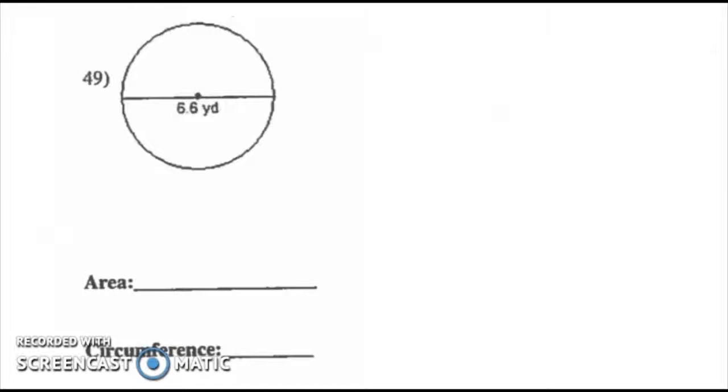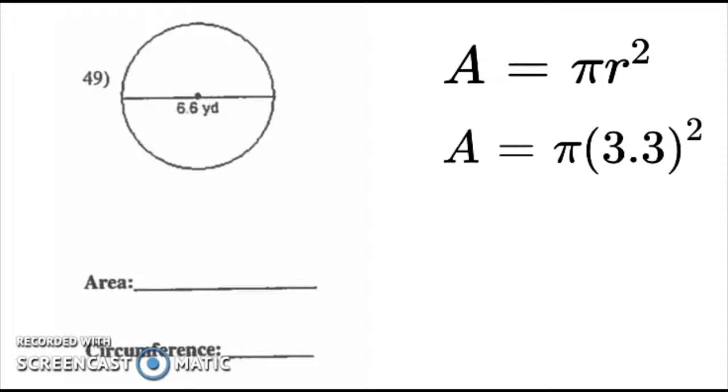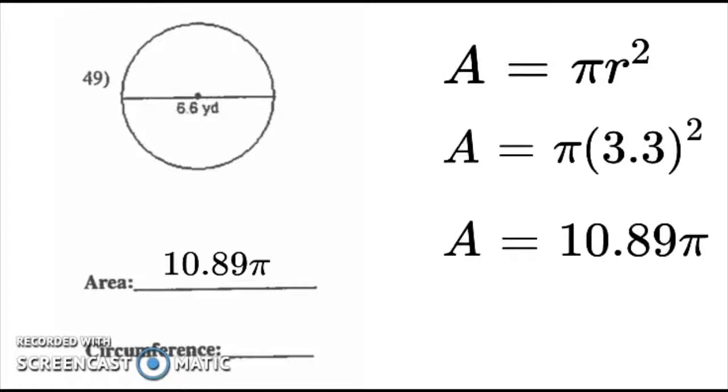Looking at 49, looking for the area and the circumference of a circle. The formula for the area of a circle is pi r squared. The radius is half the diameter, and we're given the diameter, so we got to cut that in half. So 6.6 divided by 2 is 3.3. So we have pi times 3.3 squared. 3.3 squared is 10.89. So the area is going to be 10.89 pi.